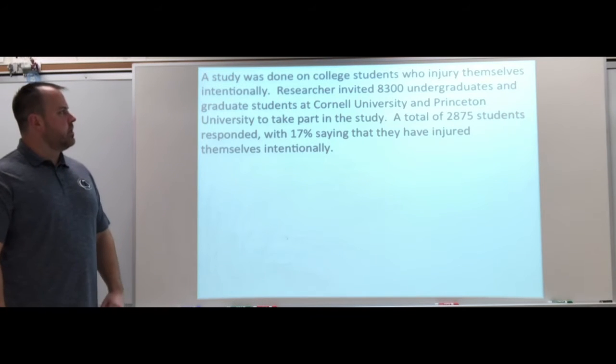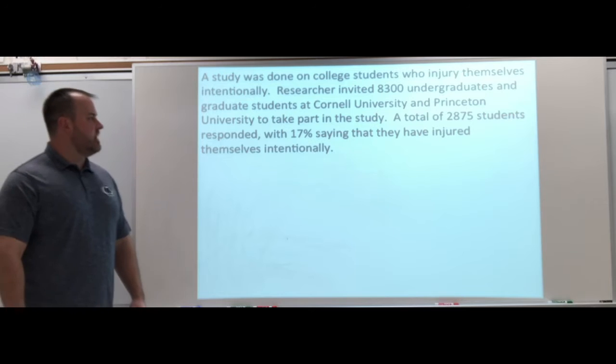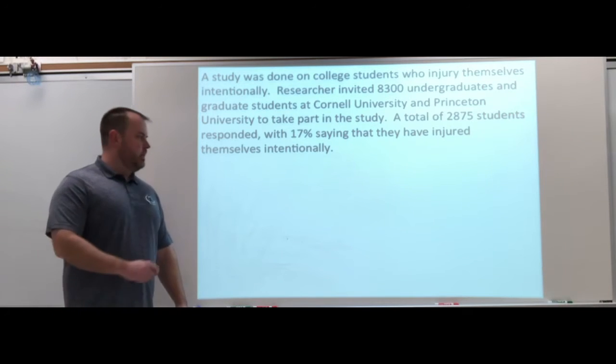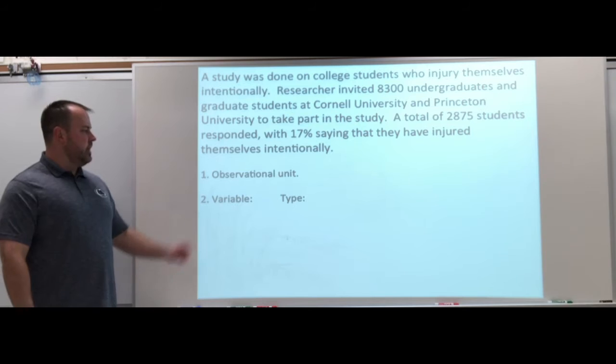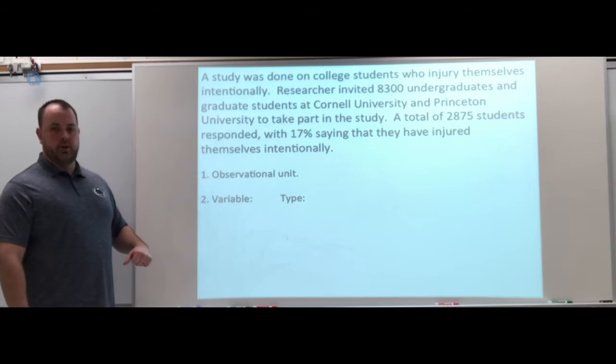A study was done on college students who injured themselves intentionally. Researchers invited 8,300 undergrads and grad students from Cornell University and Princeton University to take part in the study. A total of 2,875 students responded, with 17% saying they had injured themselves intentionally. So some questions about this. Observational unit, the variable type.